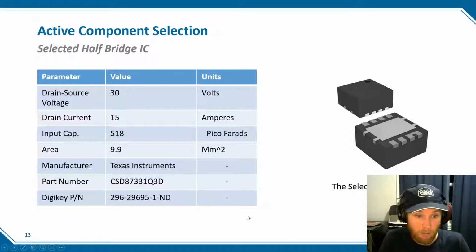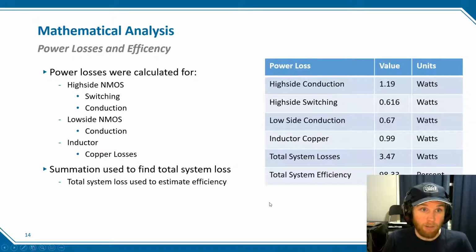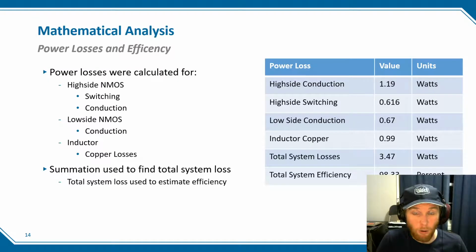And I also included the part numbers and the DigiKey part numbers down there, just in case you wanted to take a look. And then finally, with the mathematical analysis, you can see this in the paper. I just did a high level overview here. I calculated the conduction and switching losses for the FETs, as well as the copper losses on the inductor, in order to get a total system power loss. And then I used that to calculate total system efficiency. So as you can see, I calculated a total system loss of 3.47 watts at a system efficiency of 9.83%.